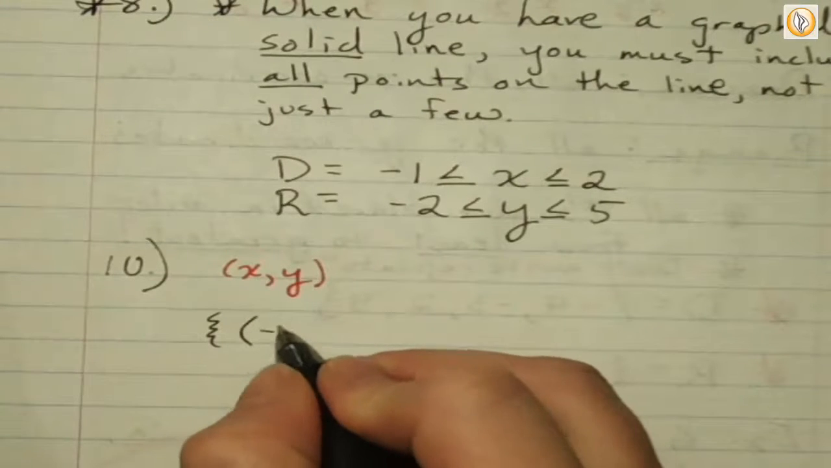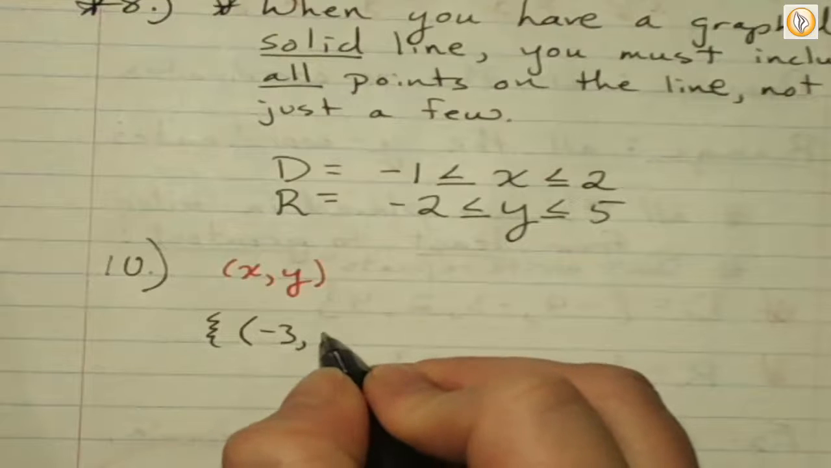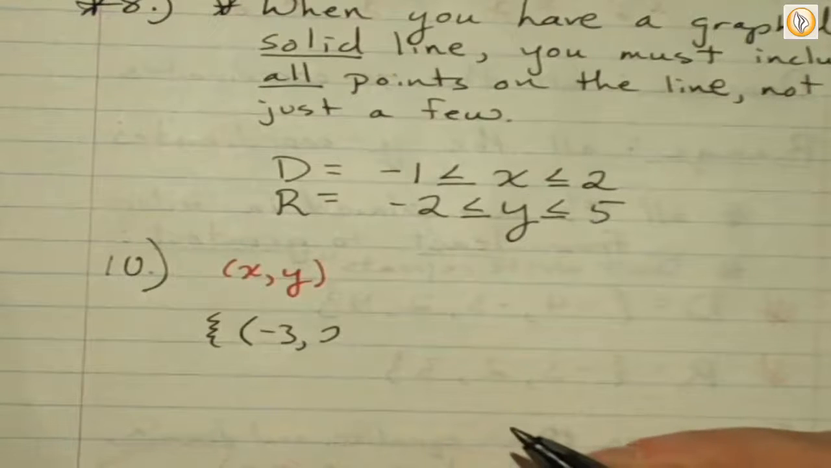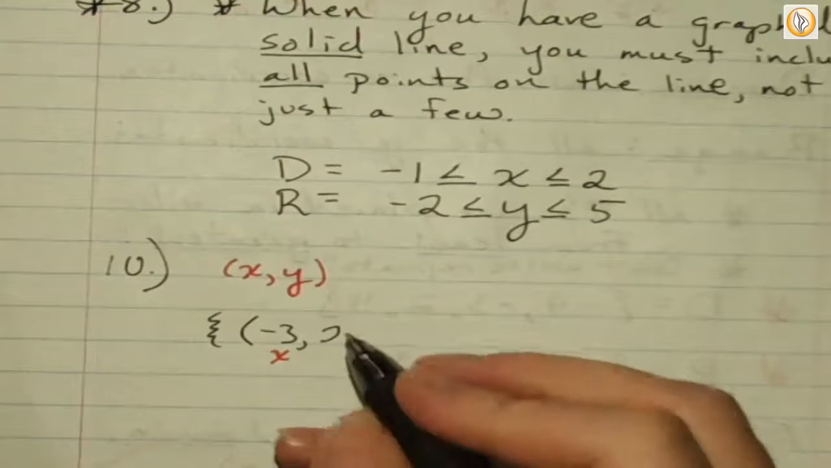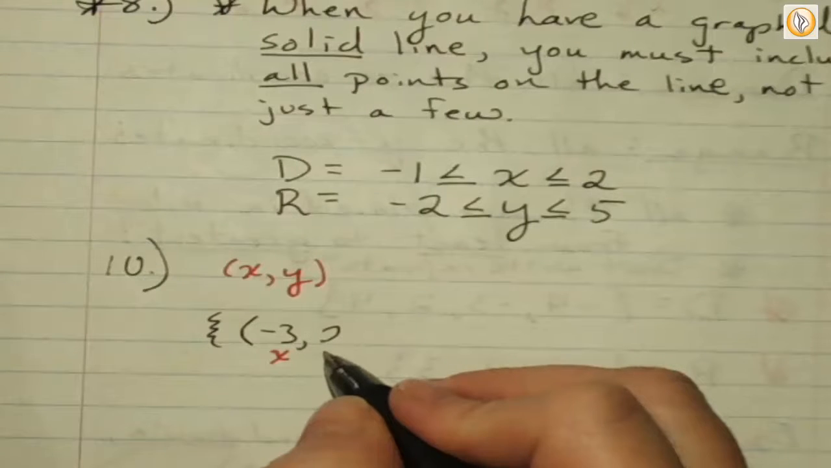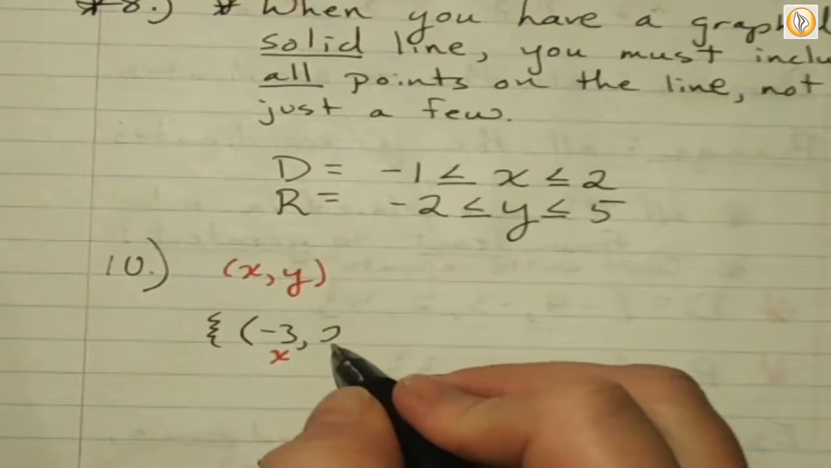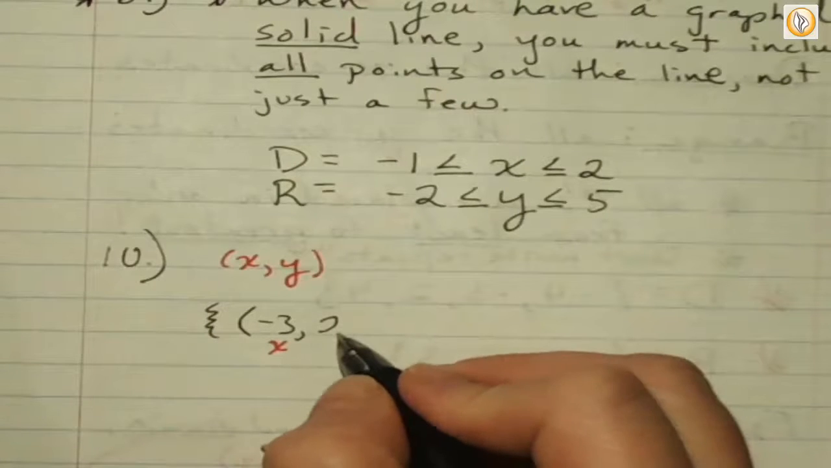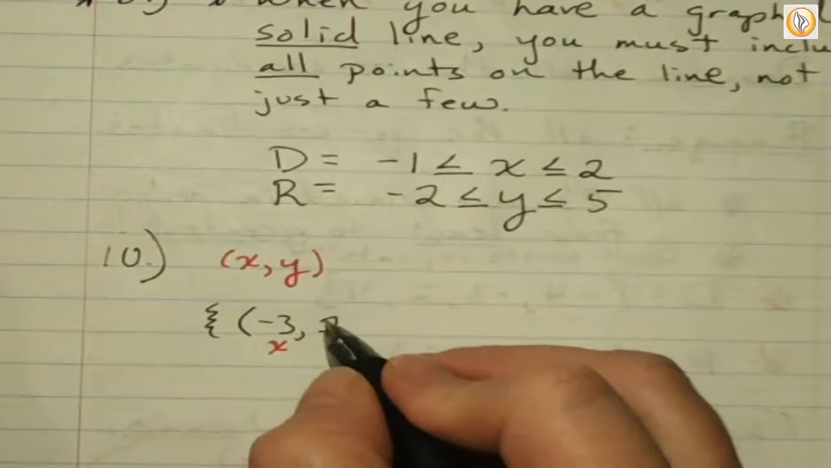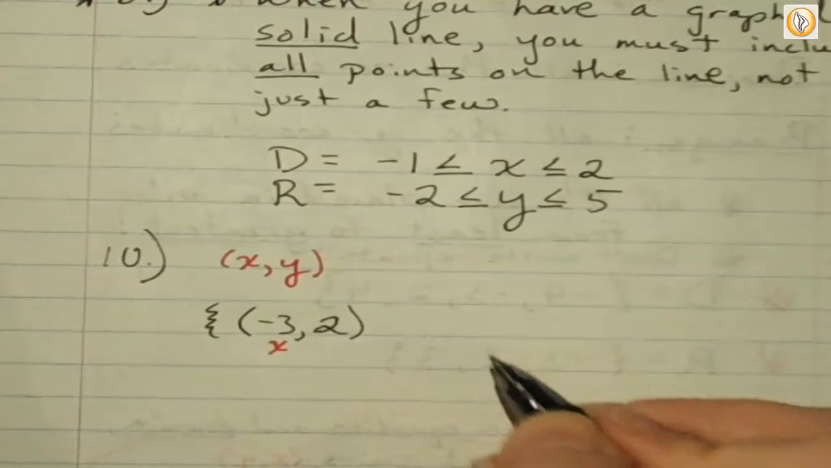Negative 3 and positive 4. Whoops. You had negative 3 correct, but the y is not. Here's your x. It's an ordered pair. Look at number 10. One of the dots is definitely negative 3, but what's the y? 2. Do you see that, Talia?